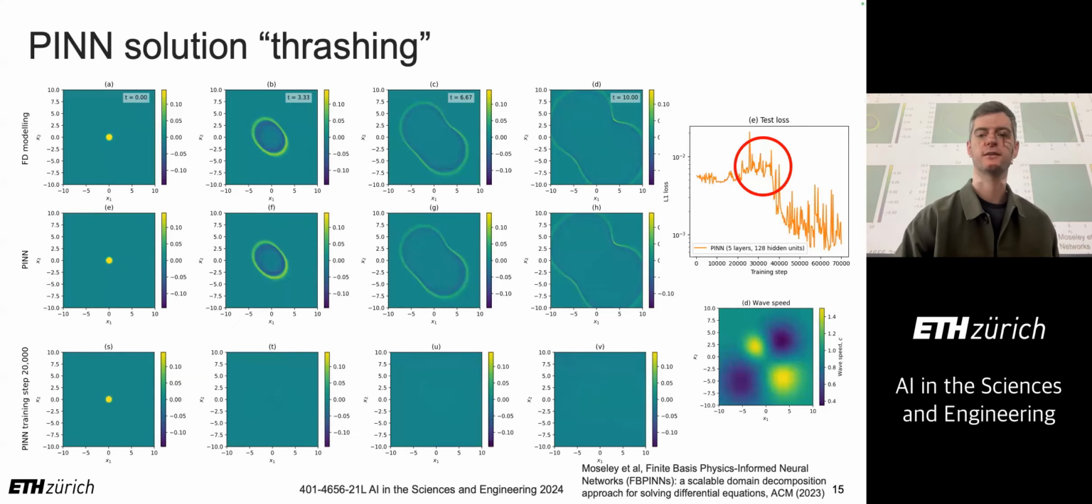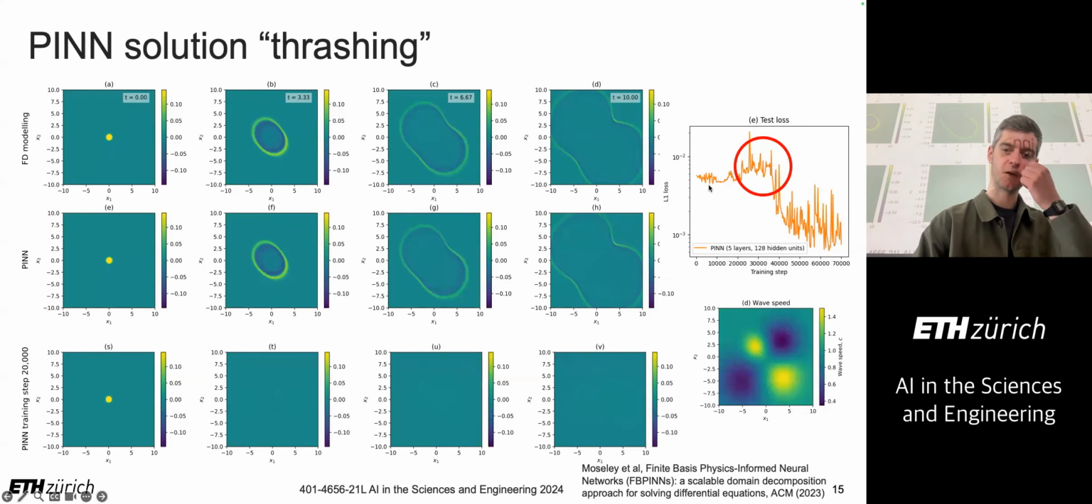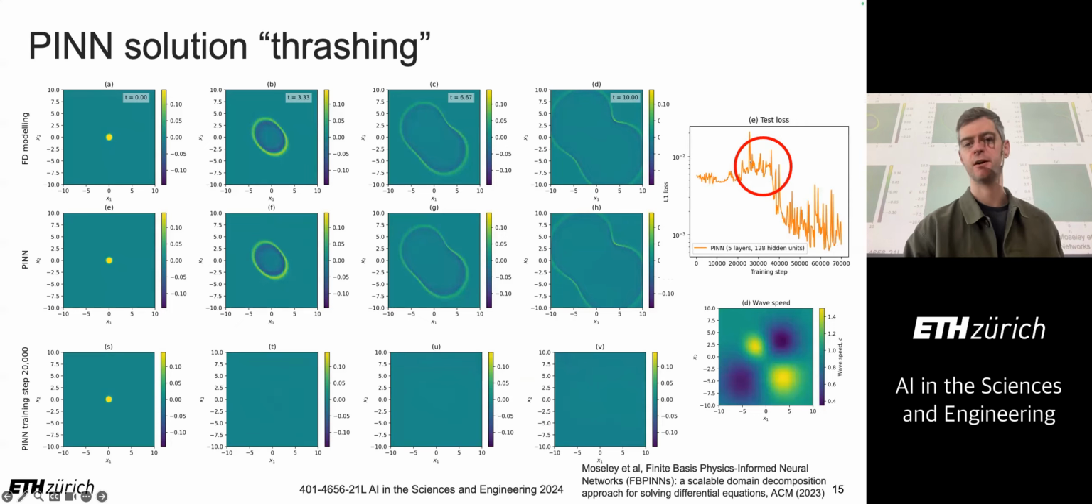But what's interesting is if I look at the loss curve as a function of training step. What I'm plotting here is the test error, the difference between the PINN solution and the ground truth solution, averaged over all the points in the domain. And it's very interesting to see that whilst it does converge at a fairly low absolute error, halfway through training, the loss is still incredibly high. And if you look a bit further, it's very spiky as well. So what I would interpret this as is the PINN solution thrashing around. It's really trying to figure out what the solution is.